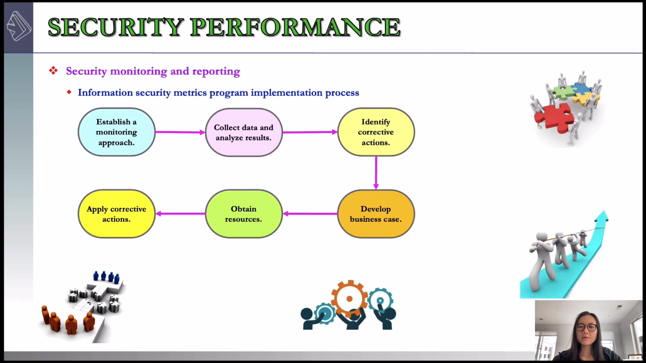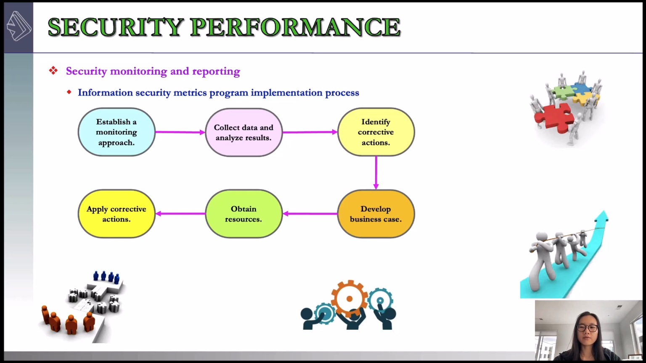The second step is collecting data and analyzing results. The analysis should identify gaps between actual and desired performance, identify responses for undesired results, and identify areas that require improvement. The third step is identifying corrective actions. Based on the result of Step 2, the organization determines appropriate corrective actions and prioritizes the actions based on the risk mitigation goals. The fourth step is developing business case.